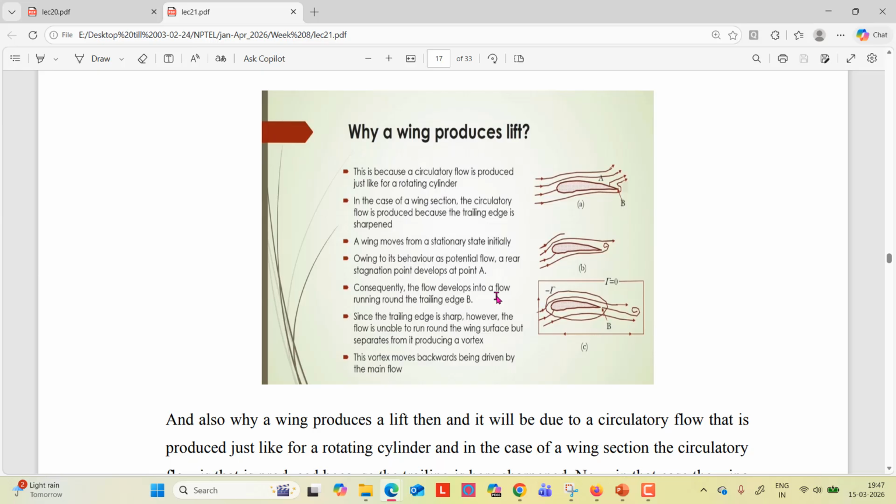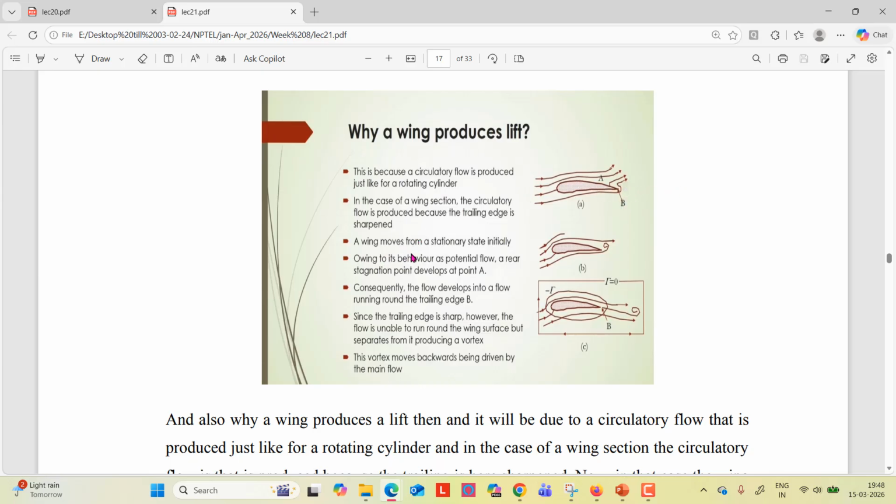So here you can see why a wing produces lift. This is because a circulatory flow is produced, just like for a rotating cylinder. So here you can see how the lift is helping. In the case of a wing section, the circulatory flow is produced because the trailing edge is sharpened, right? Here the edge is sharpened.